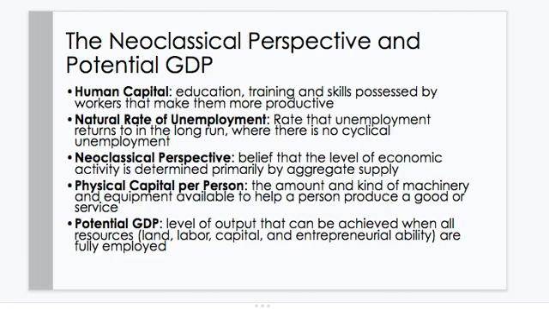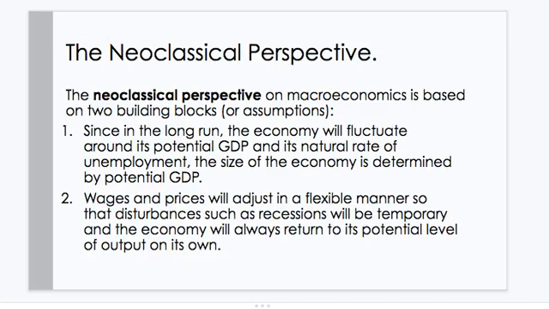Potential GDP is the level of output that can be achieved when all resources, land, labor, capital, and entrepreneurial ability, are fully employed. The neoclassical perspective on macroeconomics is based on two building blocks or assumptions. One, since in the long run the economy will fluctuate around its potential GDP and its natural rate of unemployment, the size of the economy is determined by potential GDP.